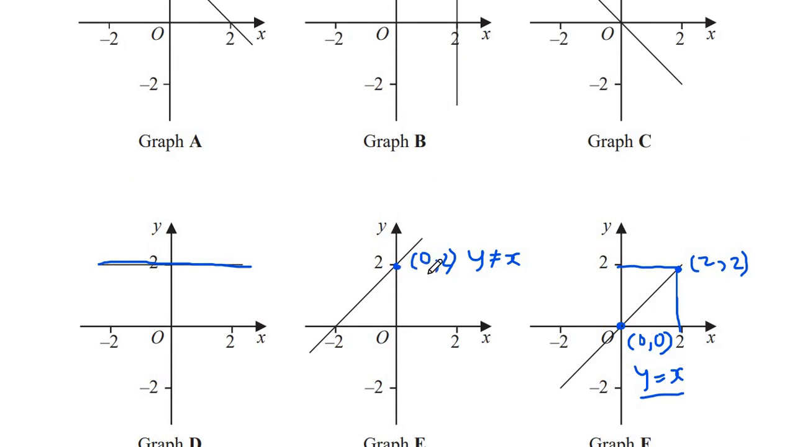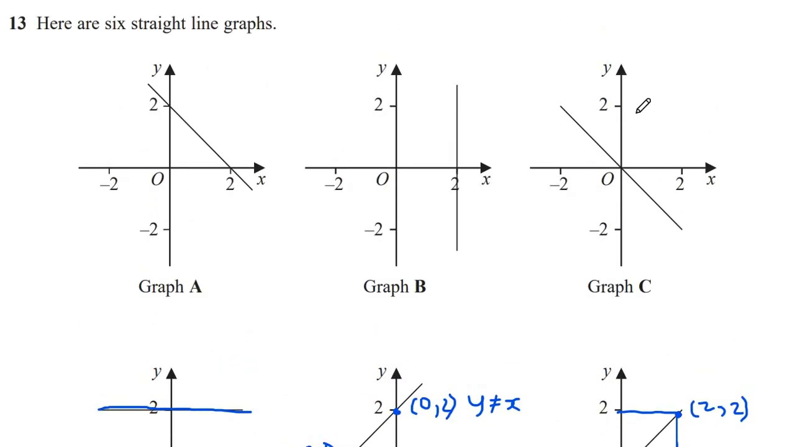Okay, how about this graph then? Let's see. Well, this is a point (0, 2), and yes, 0 plus 2 is definitely 2, but we need to check with some other point. Let's check with this point. This is the point (-2, 0). Now when I add -2 with 0, I don't get 2, I get -2. So graph E is not the graph that we're looking for.